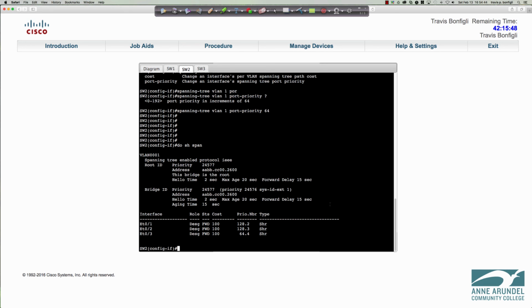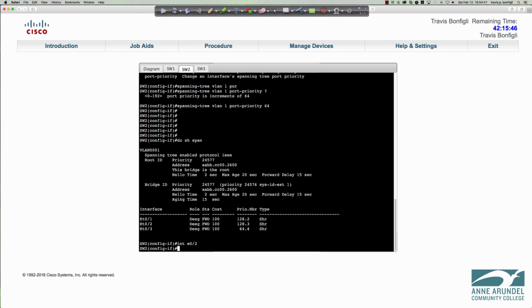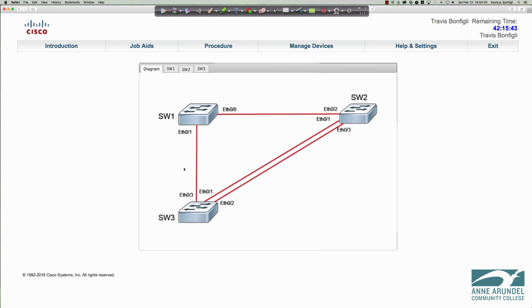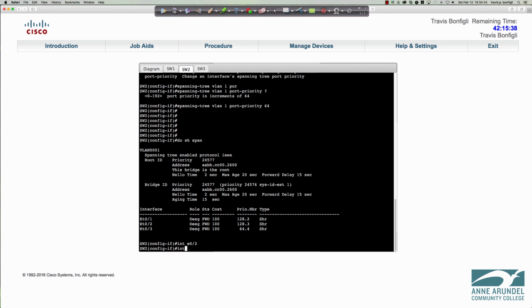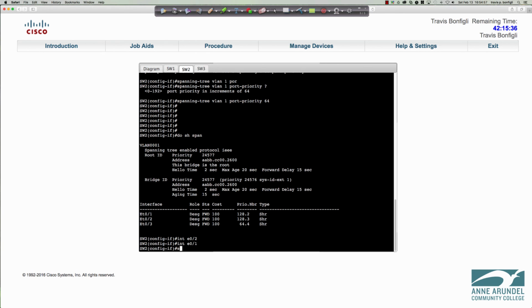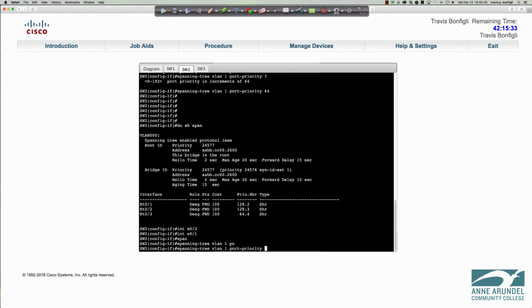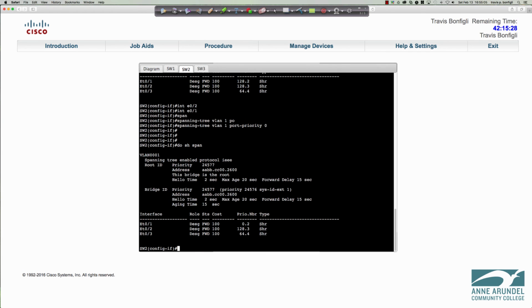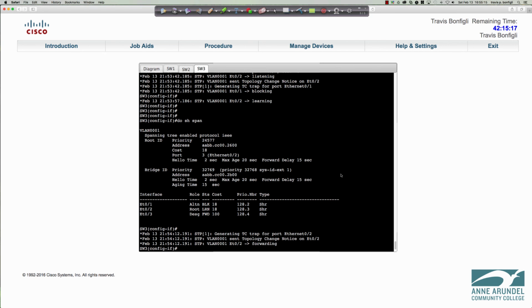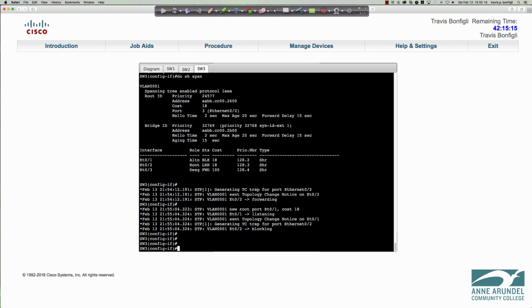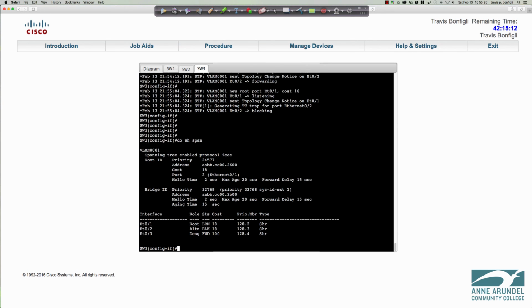And we can do it in increments of 64. If I go into interface Ethernet 02, and let me confirm that that faces 01 down here. No, actually it's 01 to 01. So we want to go into, glad we looked at that, interface Ethernet 01, and I said spanning tree VLAN 1, port priority 0, do show span. Take a look at that. Now it's 0, 128, and 64. So now this guy, Ethernet 01, should be, and there we go. Look at that. We've got Ethernet 02 transition into the blocking state, do show span.